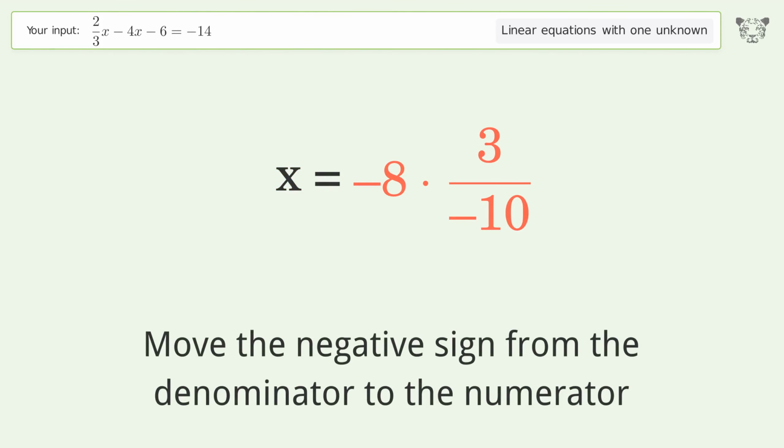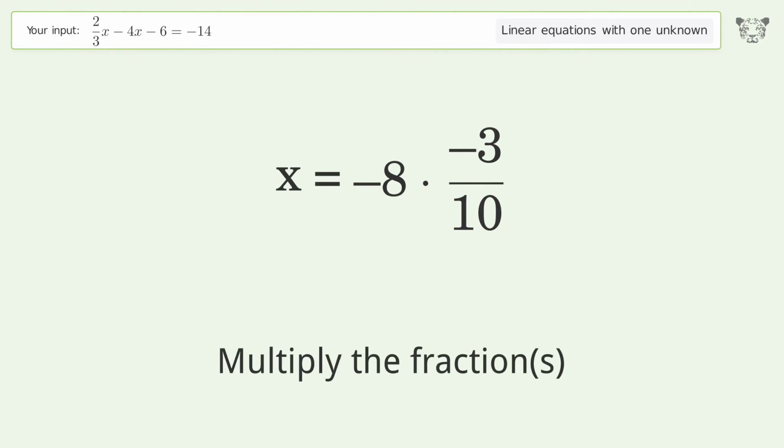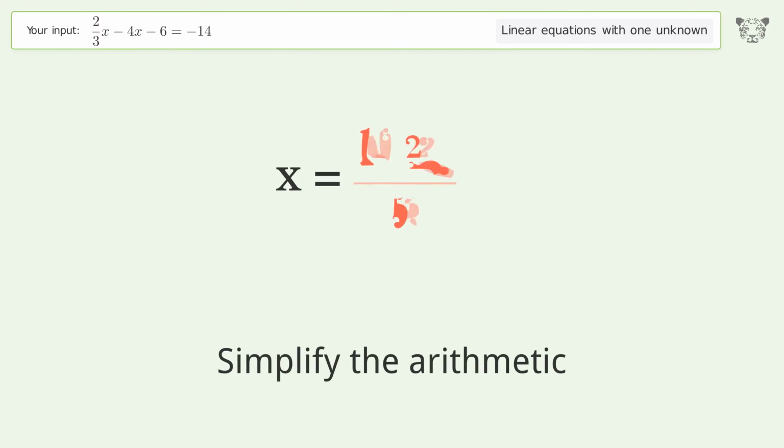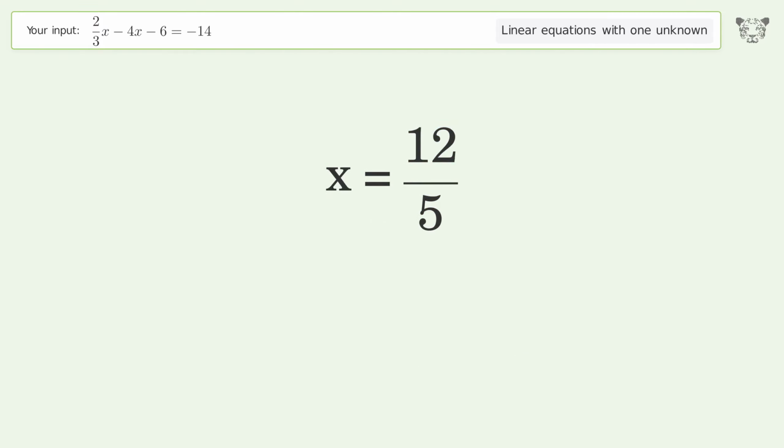Move the negative sign from the denominator to the numerator. Multiply the fractions. Simplify the arithmetic. And so the final result is x equals 12 over 5.